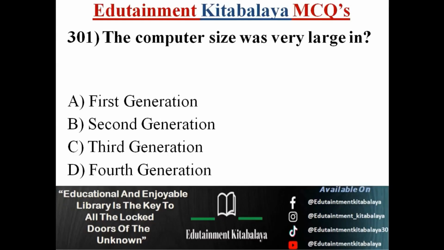Question number 301. The computer size was very large in A. First generation. B. Second generation. C. Third generation. D. Fourth generation. Correct answer is A. First generation.